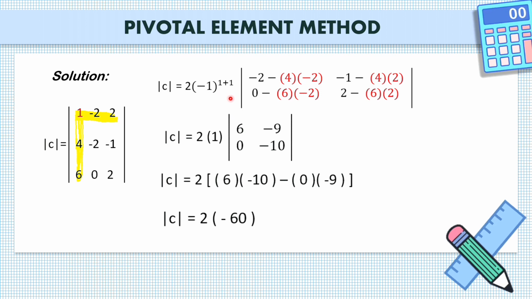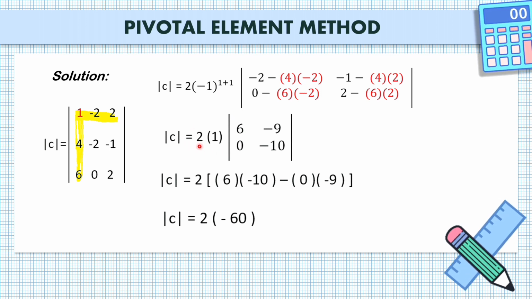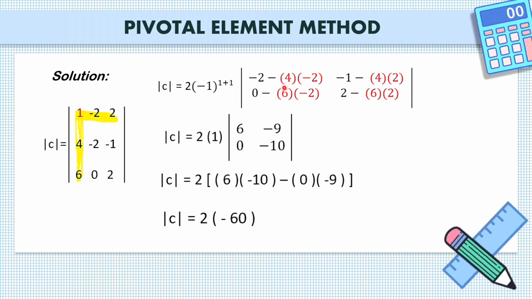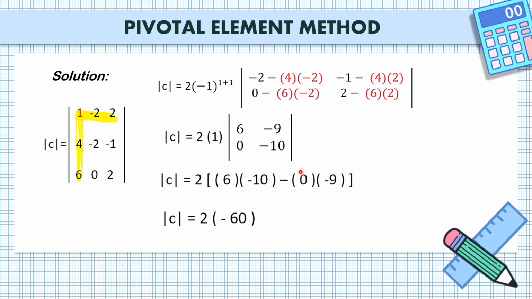-1 raised to 1 plus 1 is equals to +1. Copy lang natin ulit ang number 2. So, 4 multiplied by -2, subtract it by -2 is equals to +6. 6 multiplied by -2 minus 0 is equals to 0. 4 times 2 minus -1 is equals to -9. 6 times 2 minus 2 is equals to -10.